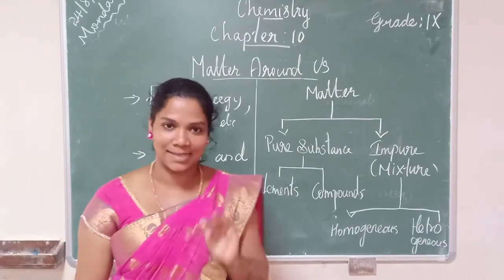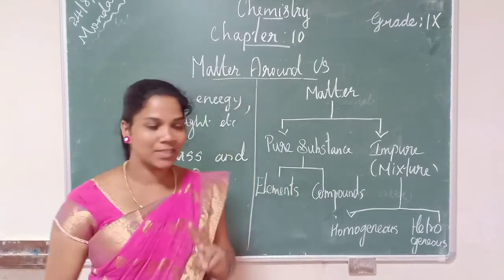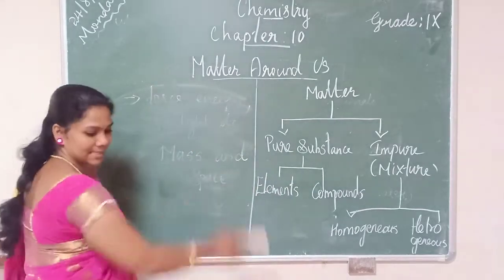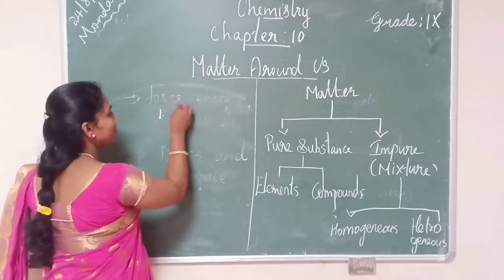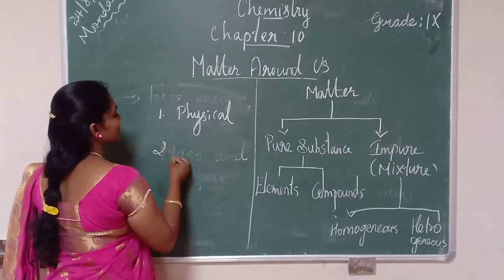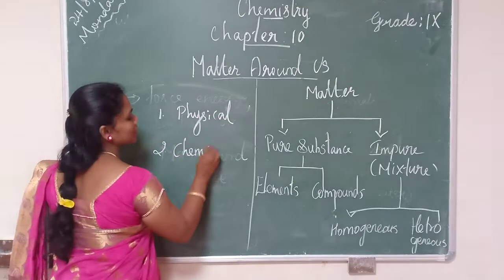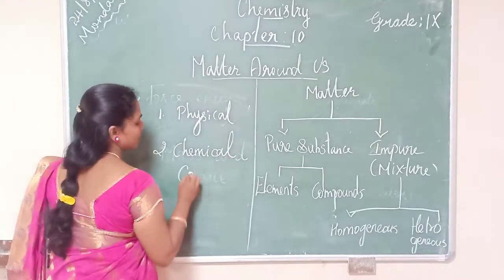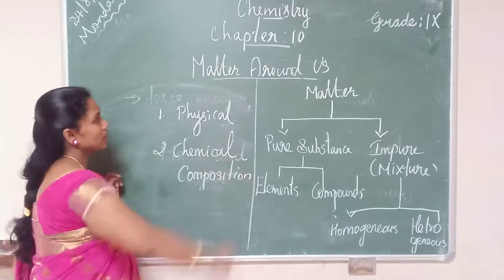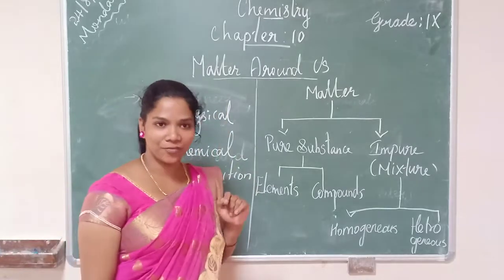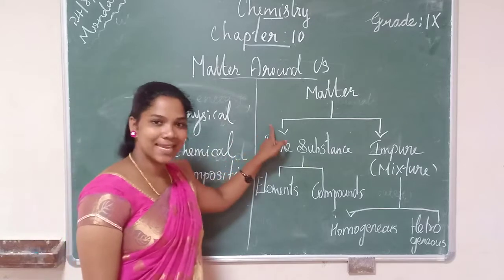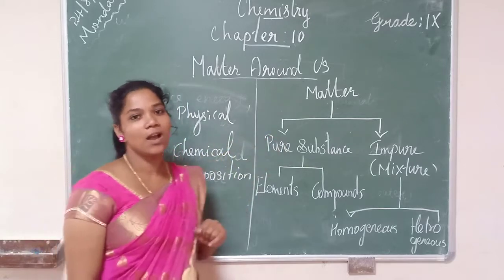Next we are going to see the classification of matter. How are matters classified? Okay. Two ways we can classify matter. One is based on their physical properties or physical state. The next classification is based on chemical composition. So, now we are going to see the classification of matter. Matter can be broadly classified into two, based on physical state and also based on chemical composition.